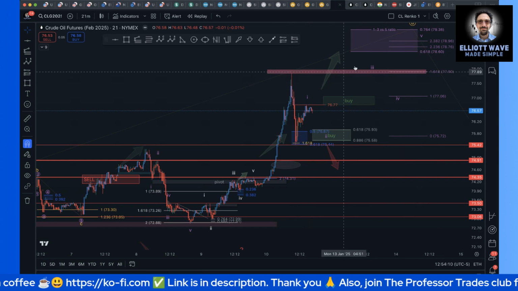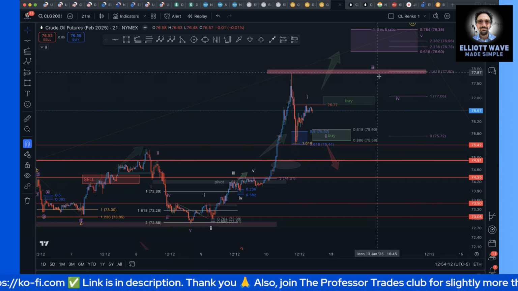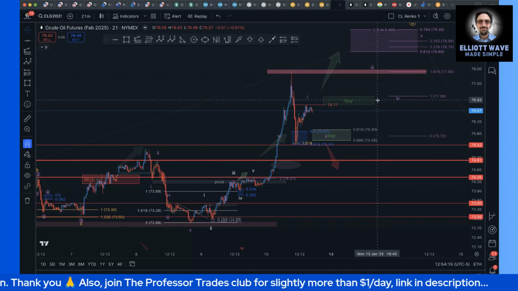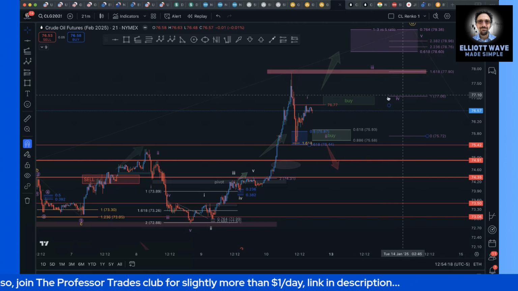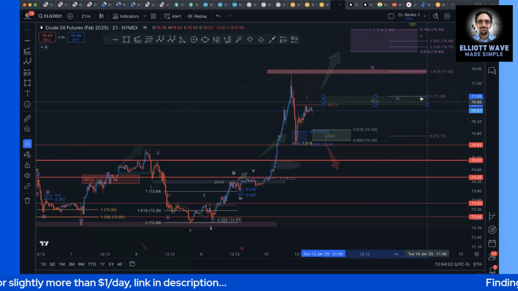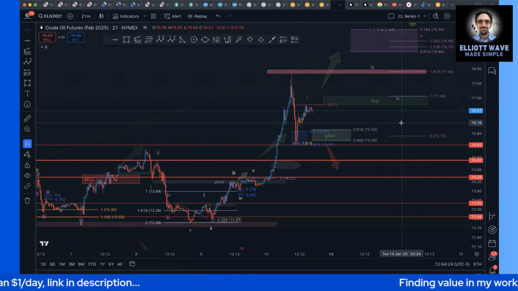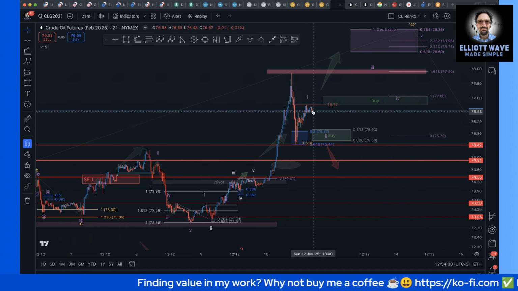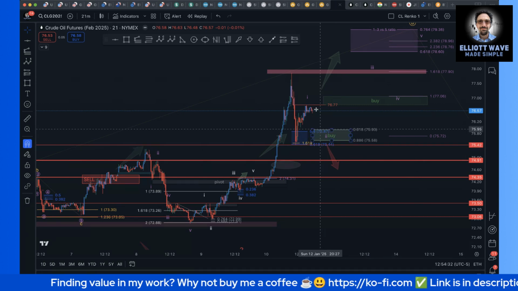So I expect this to come up into here. Maybe it pokes above it, but gets rejected. I expect that. And then, isn't that interesting? This wave 4 at the 100 fib, kind of just drag that buy box over. I mean, sometimes it works out like this. I'm not saying that's all going to happen, but I'm not going to be surprised if this happens. Now, different game if this breaks this support, if it keeps coming down.